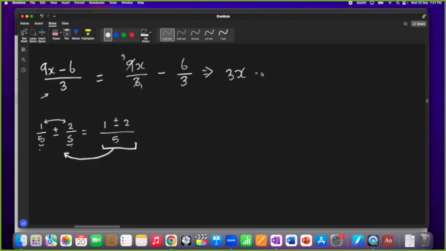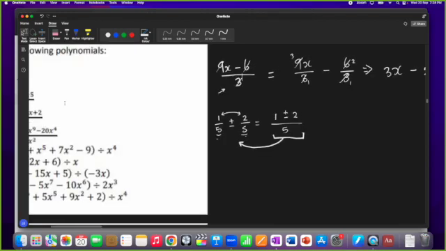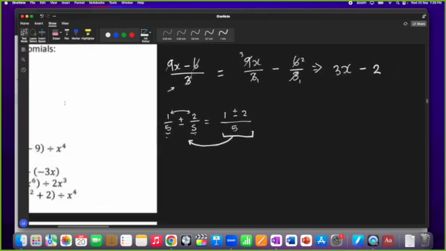And now I have the minus, 3 into 3, 1, 3 into 6 is 2. 3x minus 2 is what we ended up getting here. So yeah, you could cancel the 3, but you had to cancel the 3 with both of them. And that is essentially it.